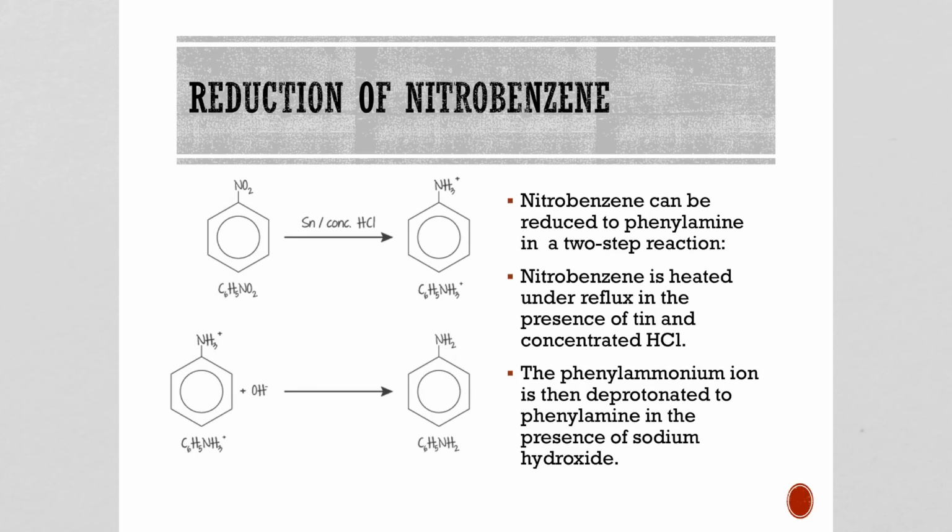We can also reduce nitrobenzene down to phenylamine. And this is a two-step reaction. So first of all, nitrobenzene will be heated under reflux in the presence of tin and concentrated hydrochloric acid, and that will make the phenylammonium ion, and then that ion is then deprotonated, so a proton is removed in the presence of sodium hydroxide to make phenylamine, which is this molecule right here.